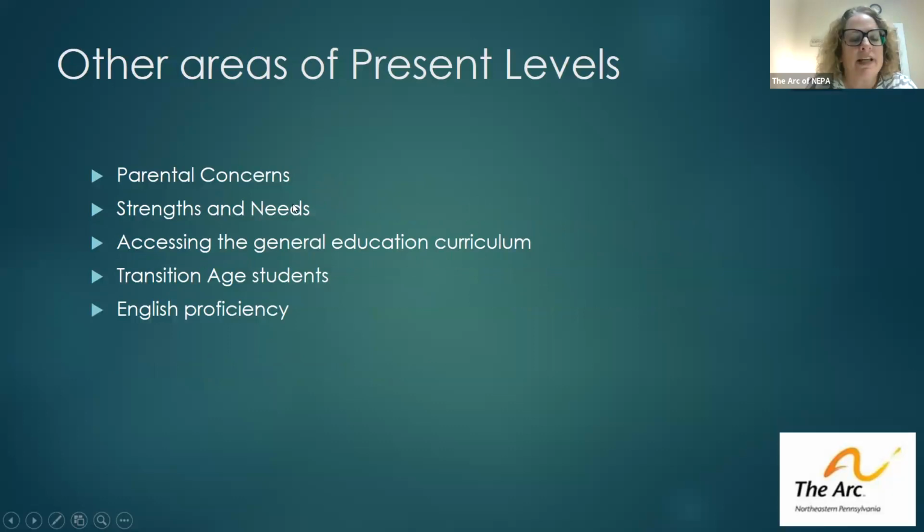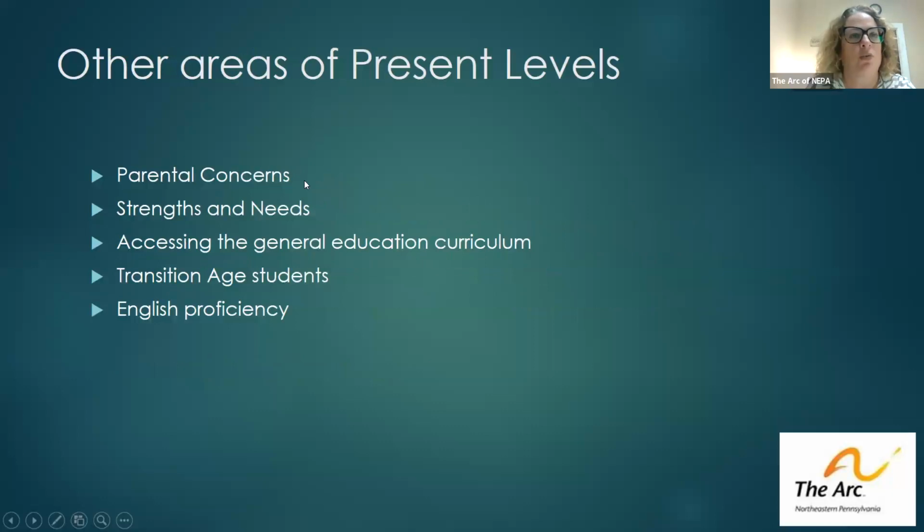A little more breakdown of the other areas of the present levels. We're going to have the next session talking about parental concerns. But just keep in mind, what is your main area of concern for enhancing your student's education? There should always be something. This never should be blank.